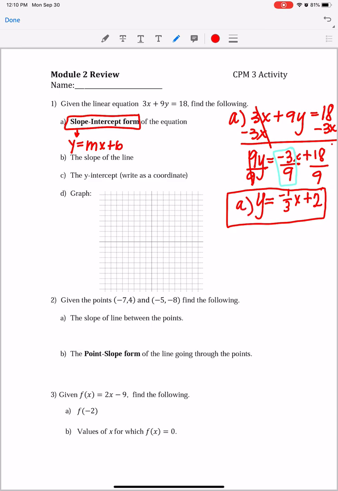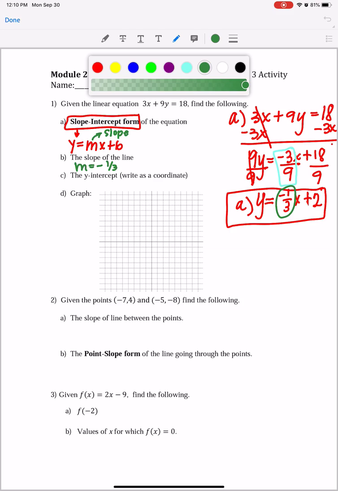So now, B, C, and D are all super easy now that I have this in my slope-intercept form. B wants to know what is the slope. Well, this m right here is your slope. So then my slope is what's right here in front of the x. Notice it does not include the x. Okay, my slope, my m, is just negative 1/3. Does not, and I repeat, does not include the x.